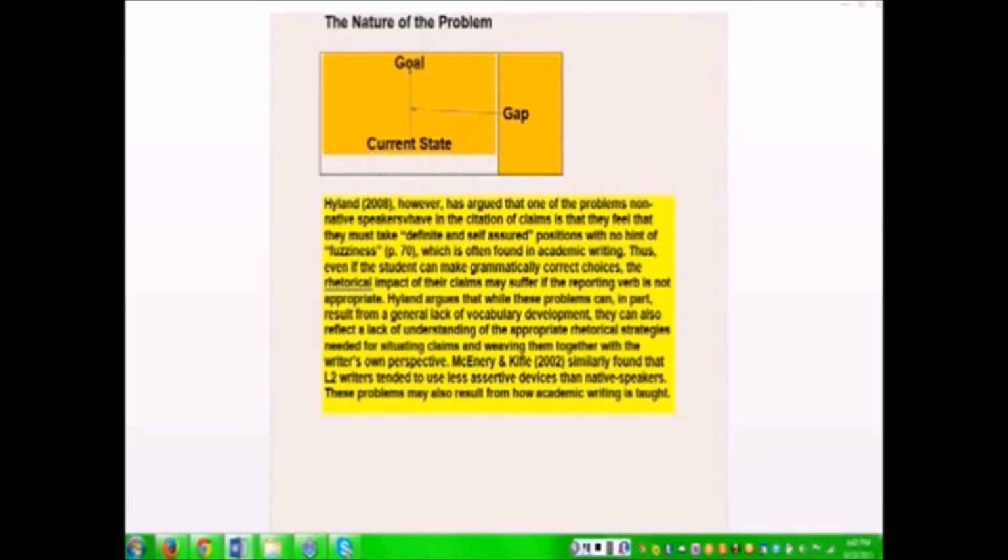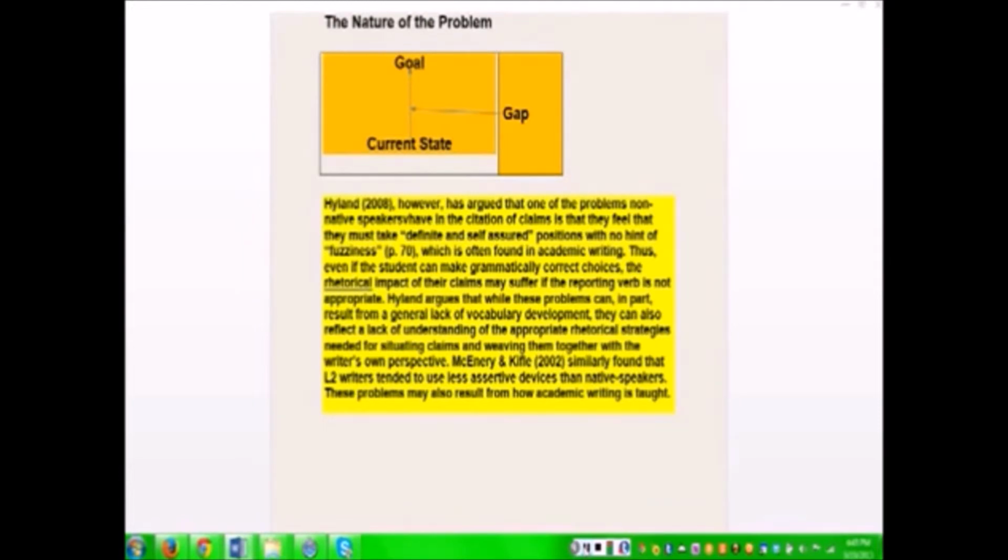Well, the same thing is true in an academic paper. Now, sometimes the goals are stated explicitly, this is the goal, but sometimes they're stated in a more negative way. For example, here in the first sentence, I write, Hyland, however, has argued that one of the problems that native speakers have in the citation of claims is that they feel they must take a definite and assured position with no hint of fuzziness. Now, that's the current state of the problem.